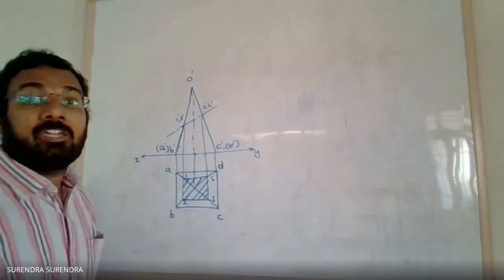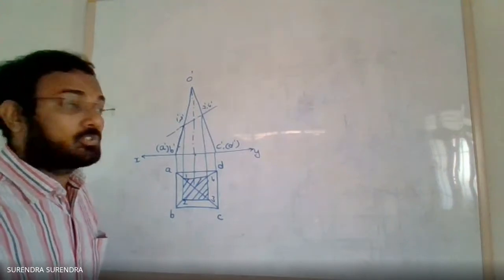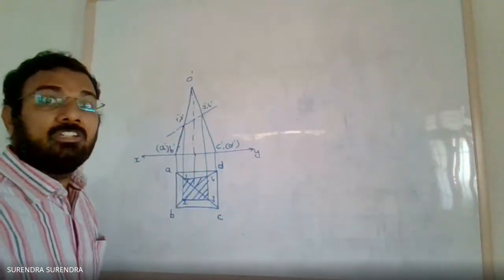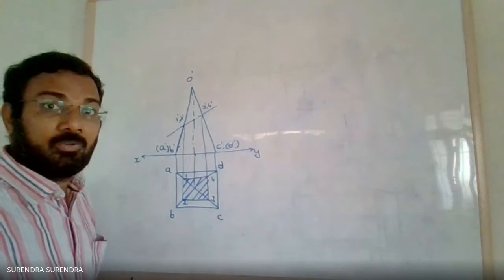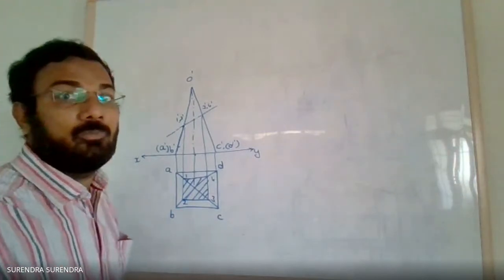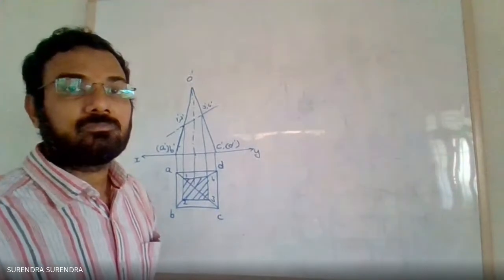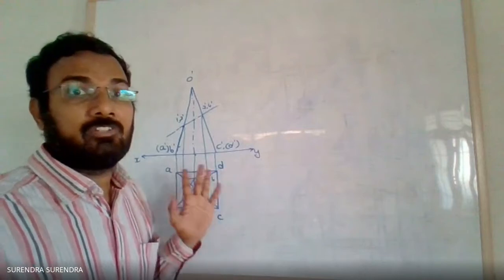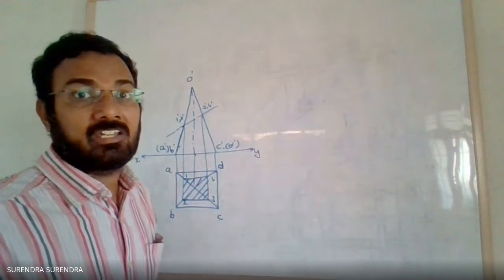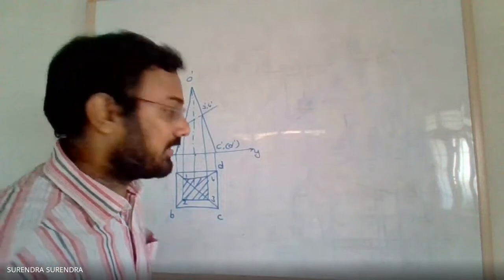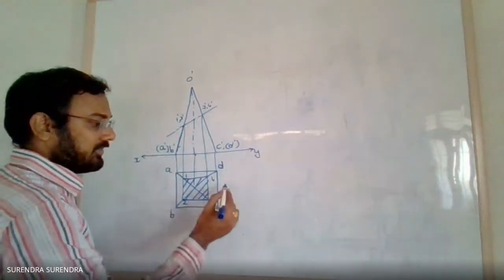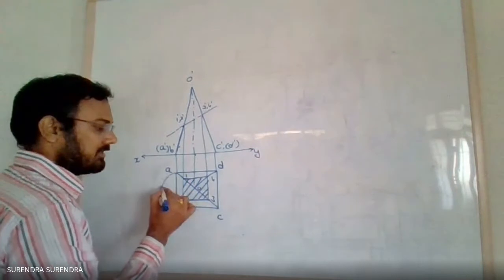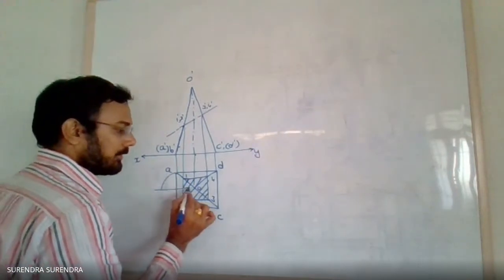Now, measure the true slant length. AO, BO, CO, DO are edges inclined to the XY line in both the front view and top view. If an edge is parallel to one reference plane, we can take the direct length. But here all four slant edges are inclined in both the views, front view and top view. So, rotate any one line. Rotate AO: OA as center, OA as radius. Draw an arc up to the horizontal line from O.